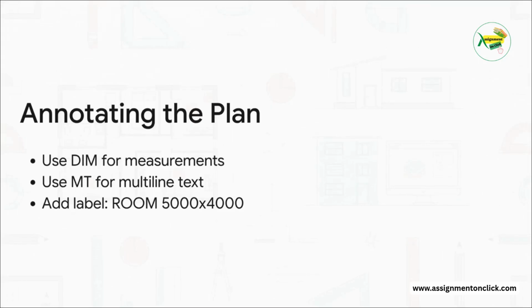Next, we need to bring this drawing to life and clearly communicate its scale by annotating. Typing the command dim lets you snap right to the corners of your room and pull out these precise, crisp measurement lines that prove to anyone looking at it that it really is exactly 5,000 by 4,000 millimeters. Then, by typing MT, you can drop a multi-line text box right into the center of the space, boldly labeling it Room 5,000 millimeters by 4,000 millimeters. In just a few clicks, it goes from being just a bunch of geometry to a fully communicative technical document.